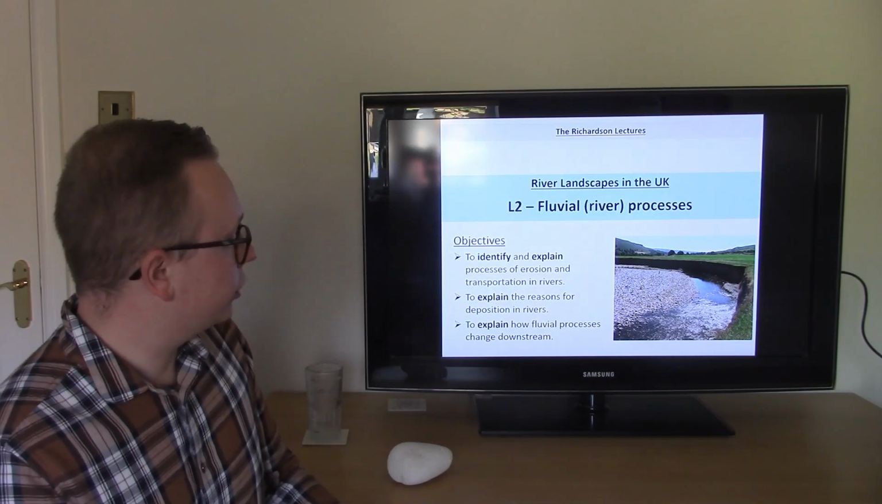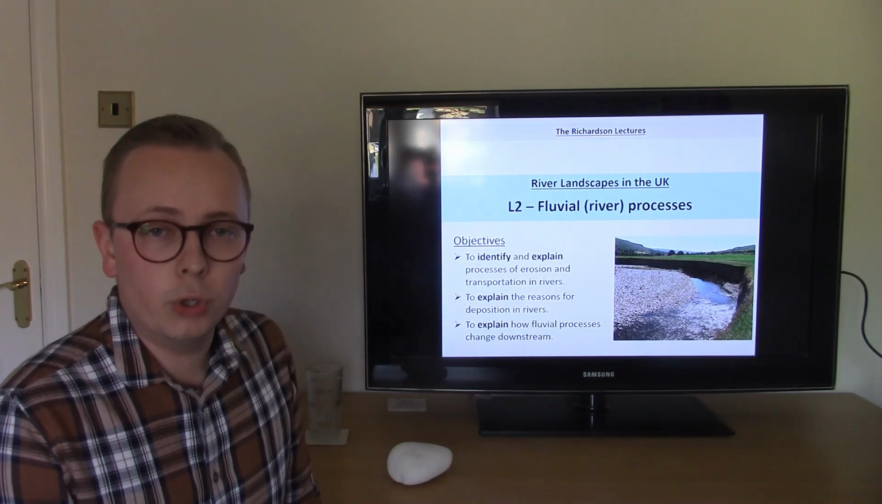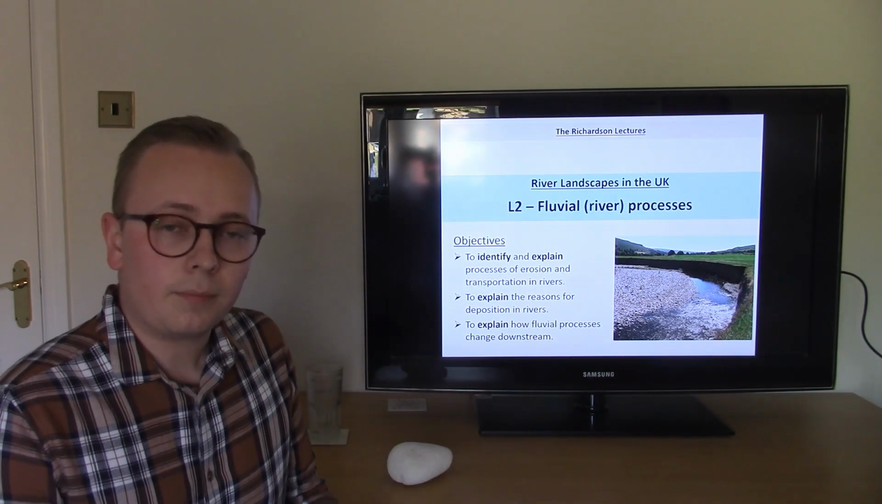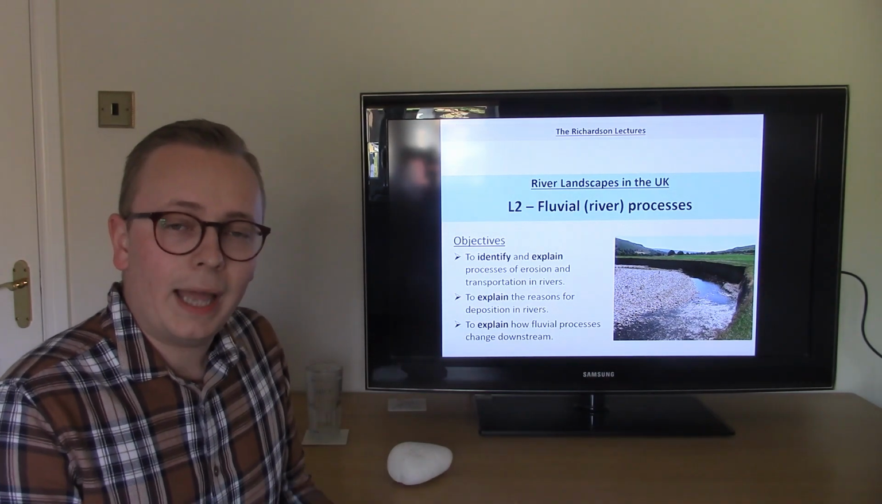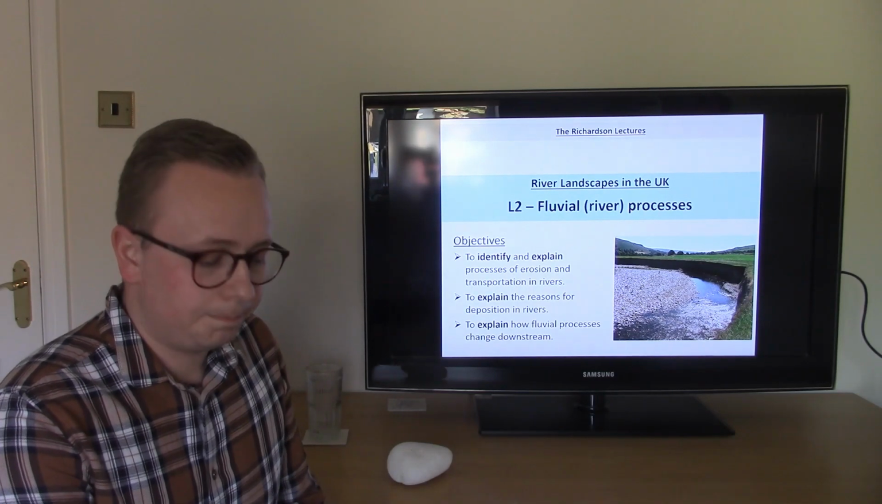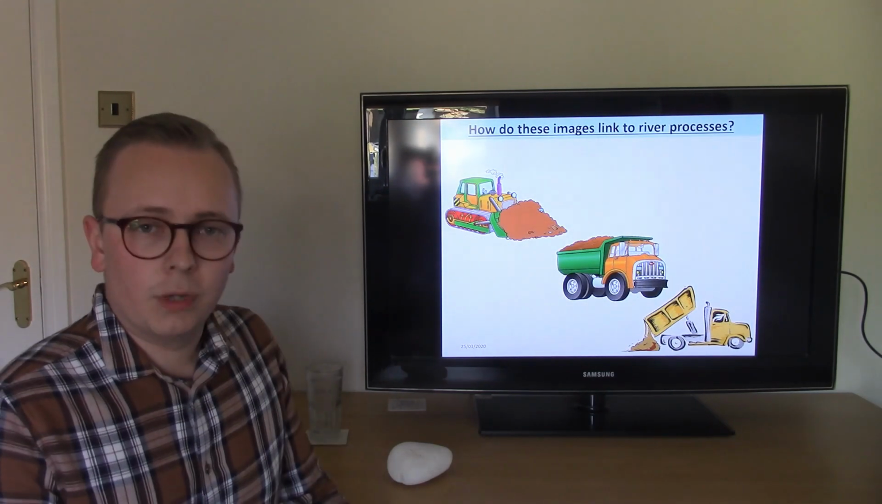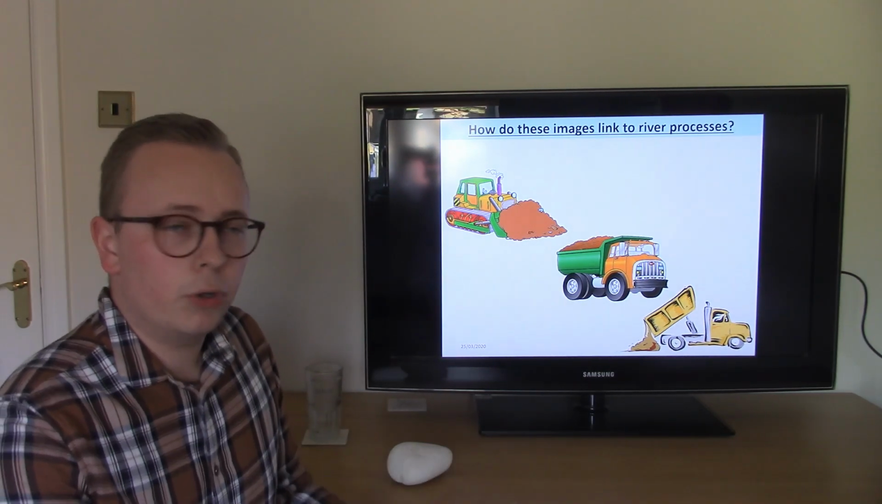Now the objectives of this session are to be able to identify and explain the processes of erosion and transportation in rivers, to look at the reasons when and why rivers deposit material, and to consider how those processes change downstream.